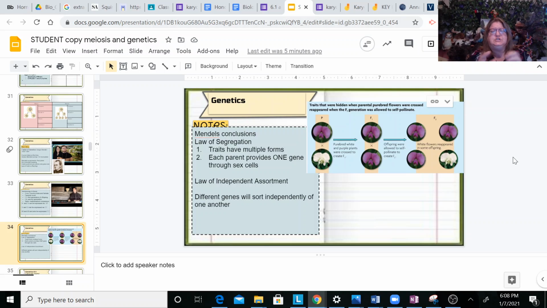So as you watch the videos, look for those things, and then go ahead and hit pause. You'll watch the videos on Mendel.